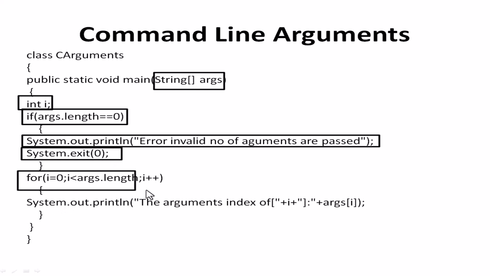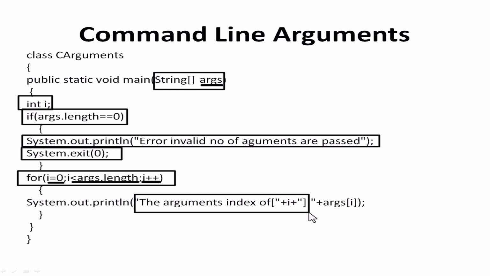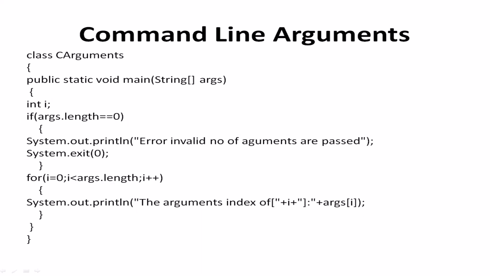Next we are using a for loop. Initialize i equal to 0, i is declared as an integer. Checking args.length. What is args? Args are the command line arguments which you are passing. We increment i. Now what is it going to print? The arguments index. An array starts with index 0 to n minus 1. Have we restricted the arguments length? No, we have not restricted. As many arguments as you pass will be printed on the screen.